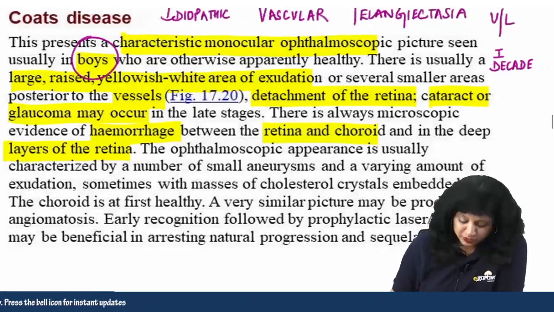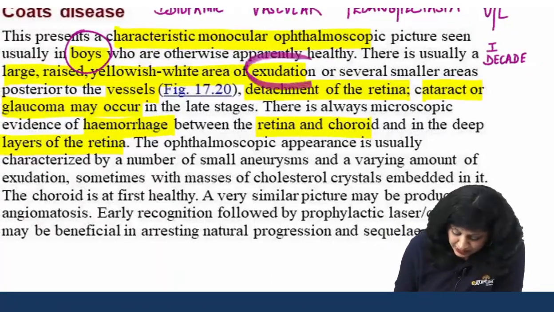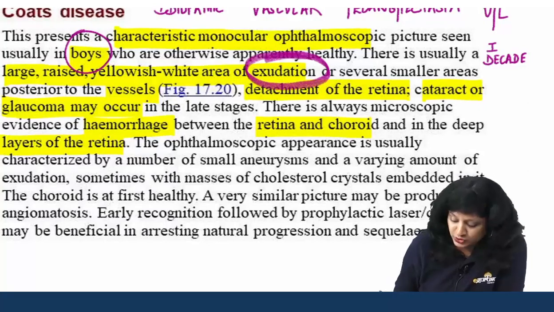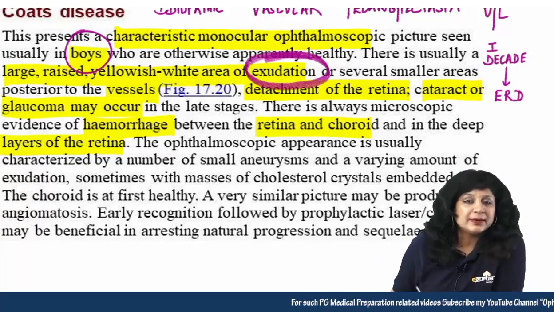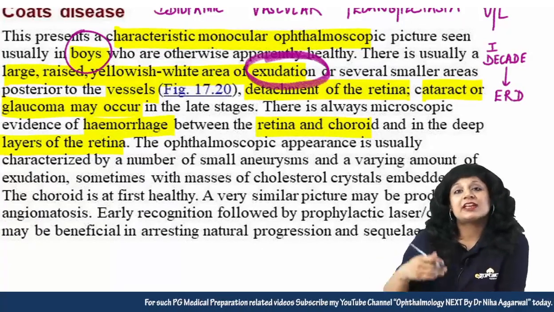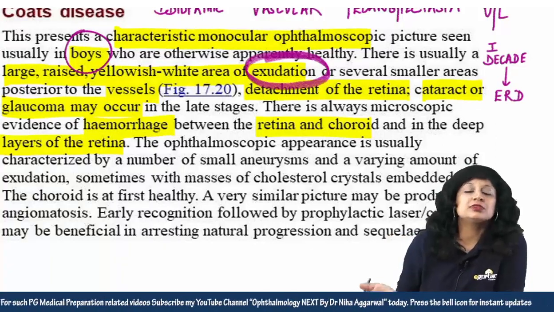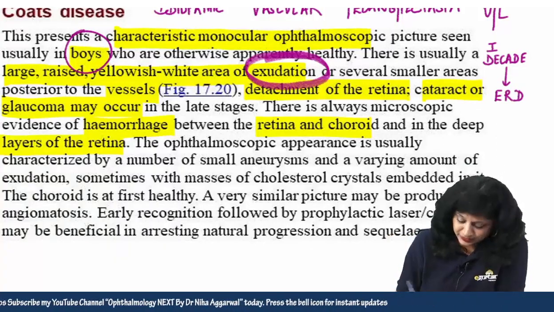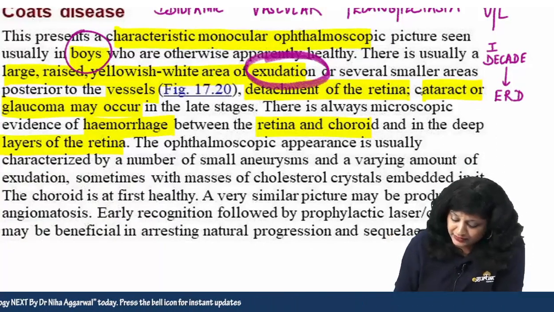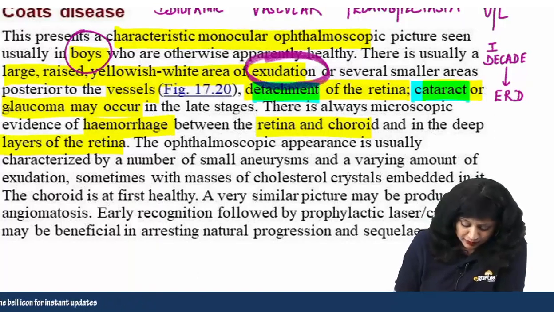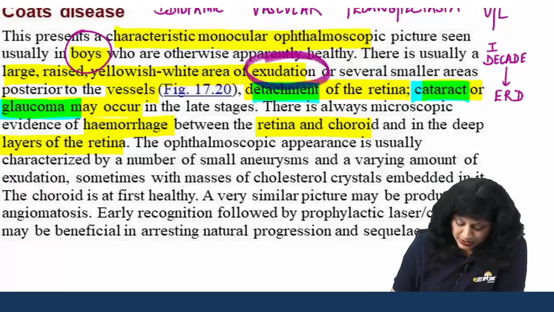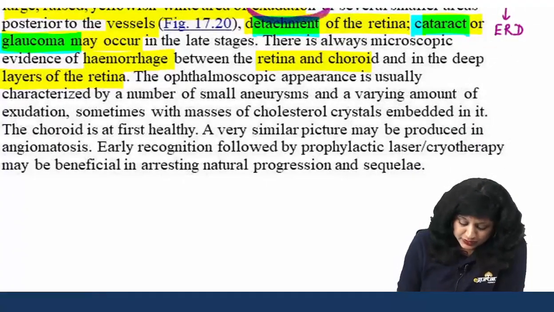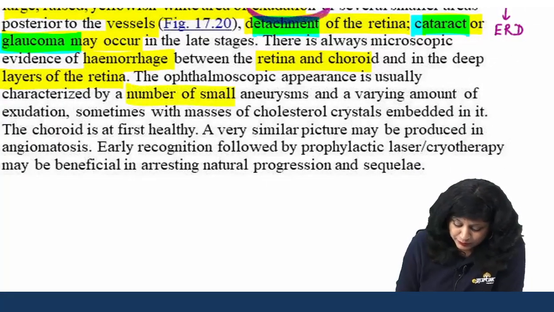So a lot of inflammation means a lot of exudation, and due to this exudation, the type of RD that we are getting is the exudative RD. So it is one of the important causes of the exudative RD. Because of the inflammation, you can have secondary inflammatory glaucomas. Due to the inflammation, we can have complicated cataracts. So you do have the cataracts, you have the detachments, you have the glaucomas, and you have the hemorrhages also. Now the ophthalmoscopic appearance is usually characterized by a number of small aneurysms.